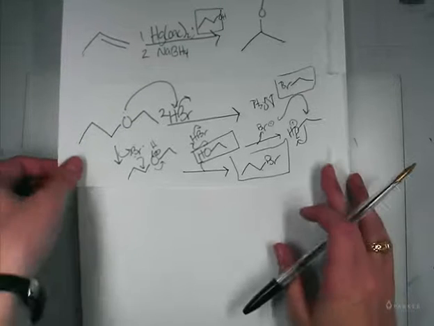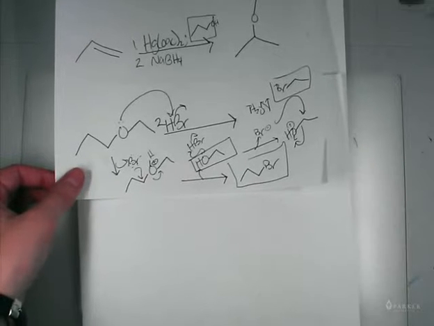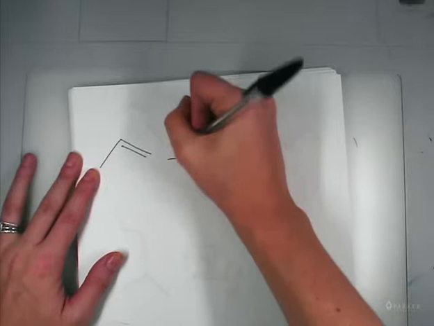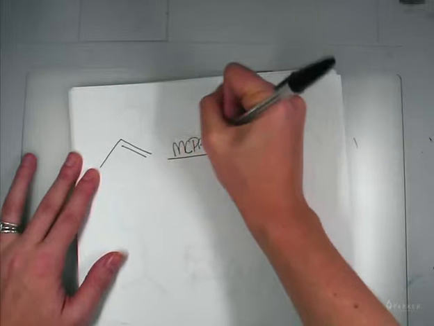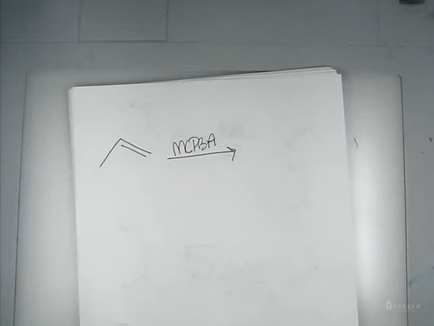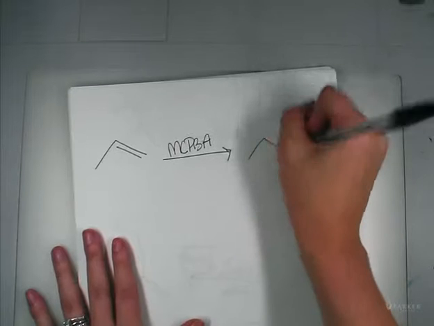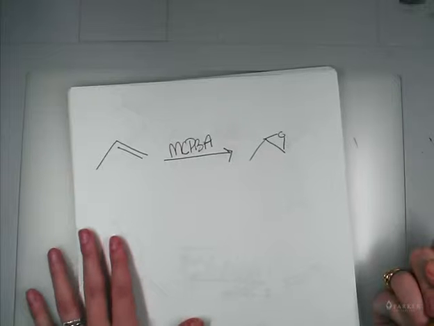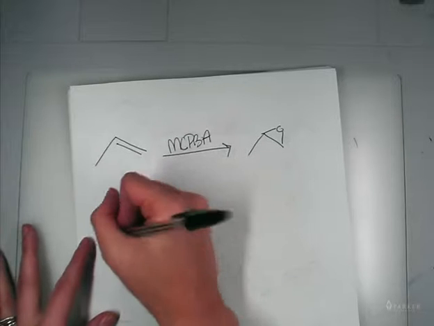All right, so that's everything for the ether. Now let's look at the epoxide. There's two ways to make this. First, it's mCPBA, and what does that put on there? Just the epoxide. Then let's do this one step at a time, the next one.